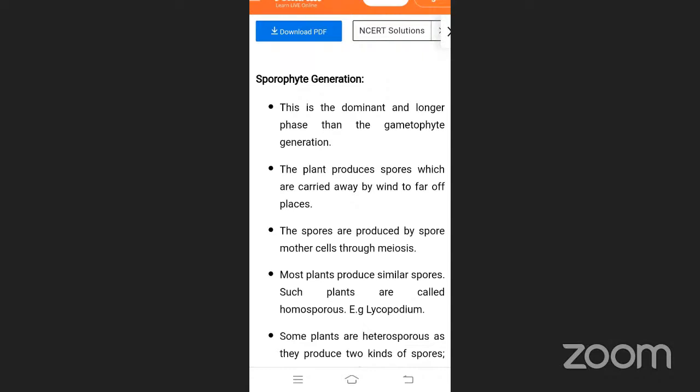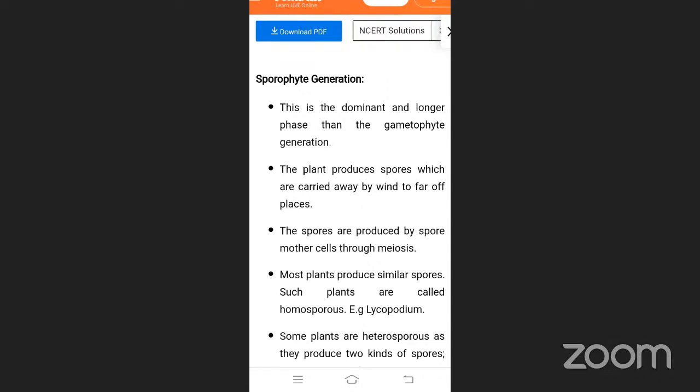So apospory and apogamy. Apospory means the gametophyte is developed from the sporophyte without spore formation, so the gametophyte is in the diploid condition. Apogamy means the sporophyte forms without gamete fusion, so the sporophyte is in the haploid condition. That is apogamy and apospory.